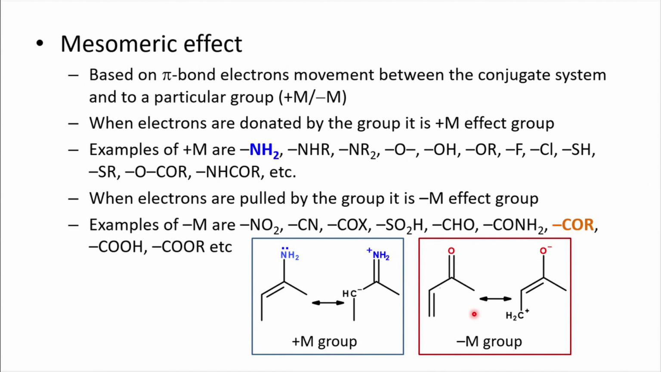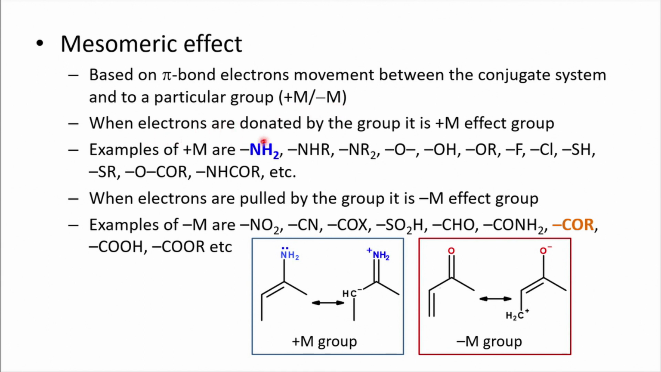Based on the pi bonded electrons, movement between the conjugated system and to a particular group, that is plus M or minus M, is assigned. So, basically when we say mesomeric effect, we will be referring to that as a plus M or minus M effect. Plus M means donation, minus M means withdrawal. So, that is what we have to say.